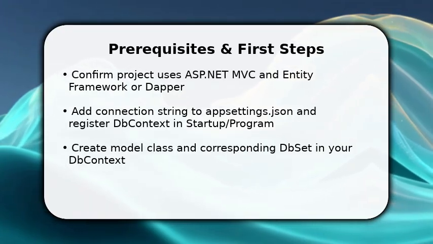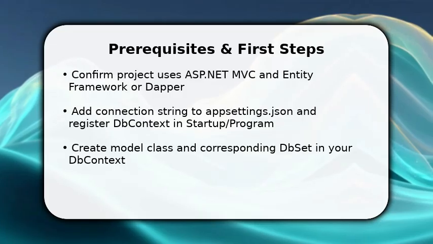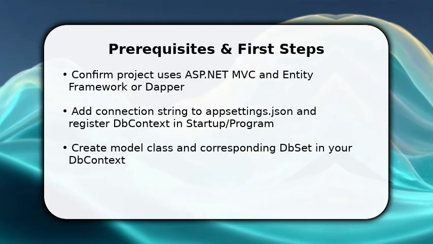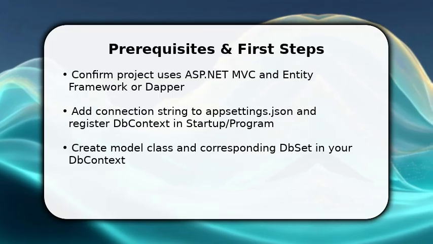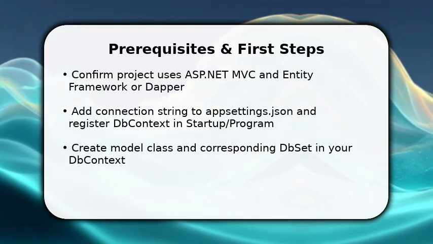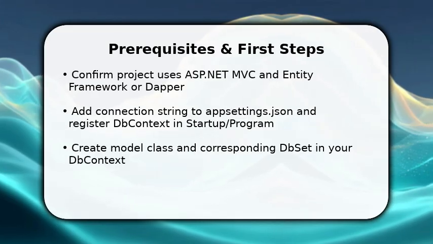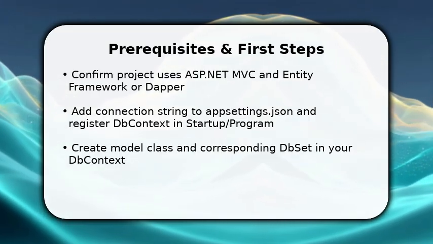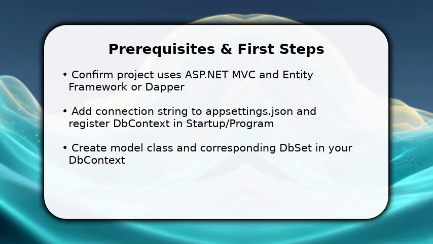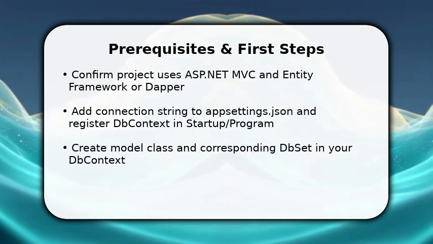Next, add a named connection string in appsettings.json and register your DB context in startup or program. This makes dependency injection work. Once done, create a model class and add a DbSet property on the context so EF tracks the table. This sets the foundation for queries and migrations.